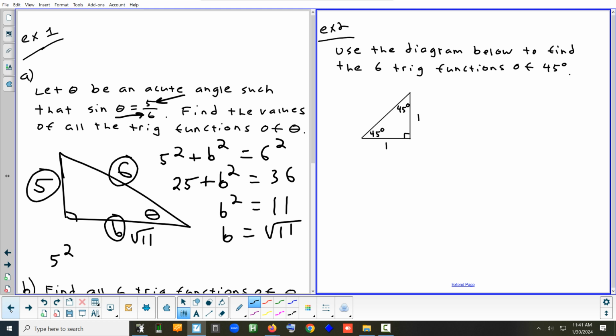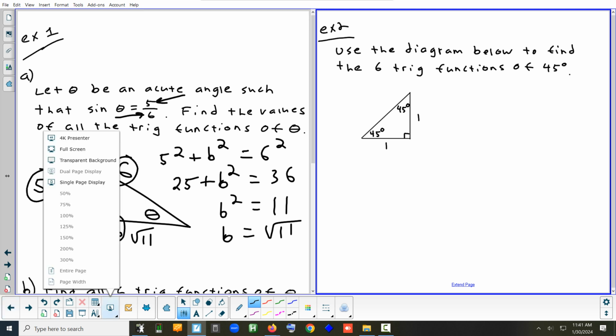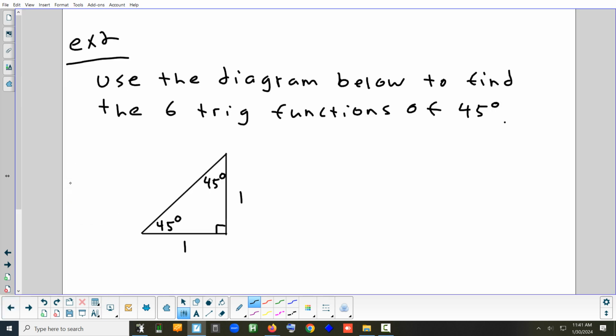All right, so this one says, use the diagram below to find the 6 trig functions of 45 degrees. Now, technically, they could just give you a diagram like that. They don't have to label anything for sides. What did we say earlier about the size of the triangle in terms of finding the trig function? It doesn't really matter. The size doesn't make a difference. It doesn't matter if you use a big 45, 45, 90, or a small one, you can use any size 45, 45 you want.